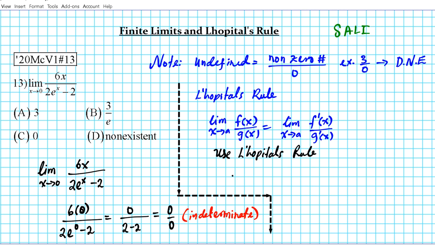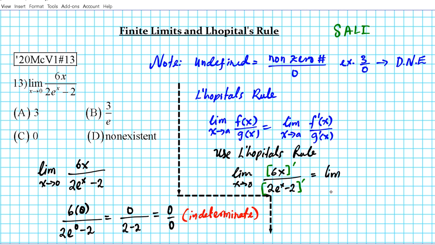So we're going to go the limit as x approaches 0 of 6x over 2e^x minus 2. Since it's indeterminate, we're just going to differentiate the numerator and the denominator, and we'll sally it again. All right, so let's do it. If you differentiate, we're going to have a new problem.